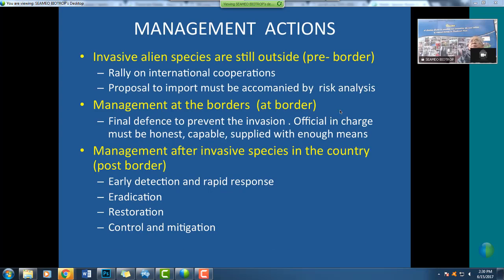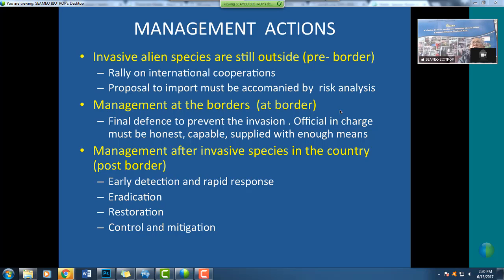Next slide, please. Doing quite a lot, and the management action will be differentiated into invasive alien species which are still outside the country or pre-borders, which will rely on international cooperation, and proposal to import must be accompanied by risk analysis, and the management at the borders.